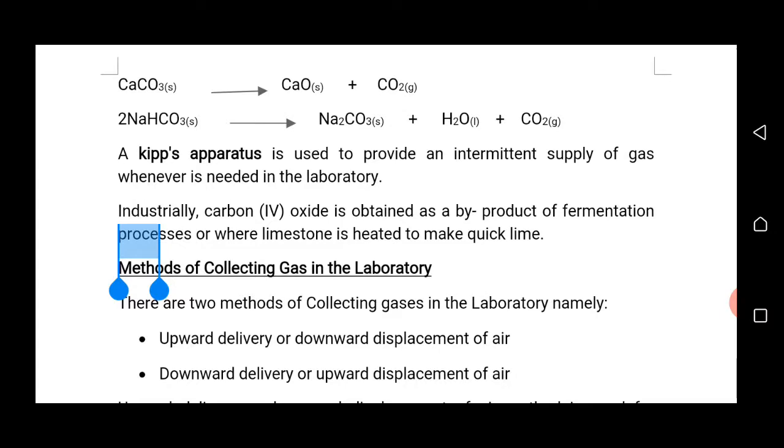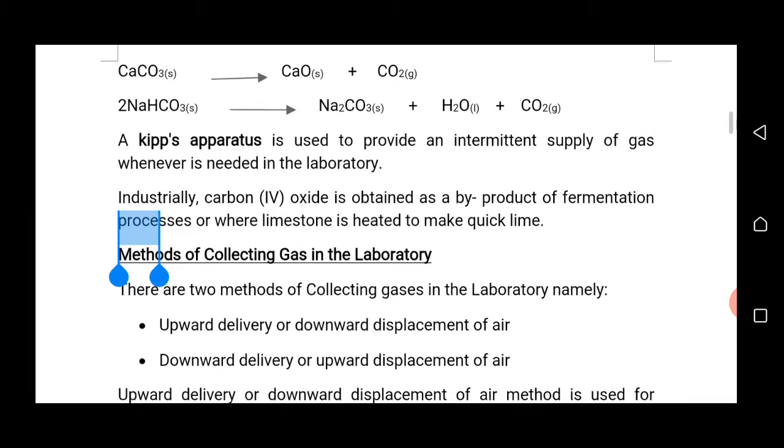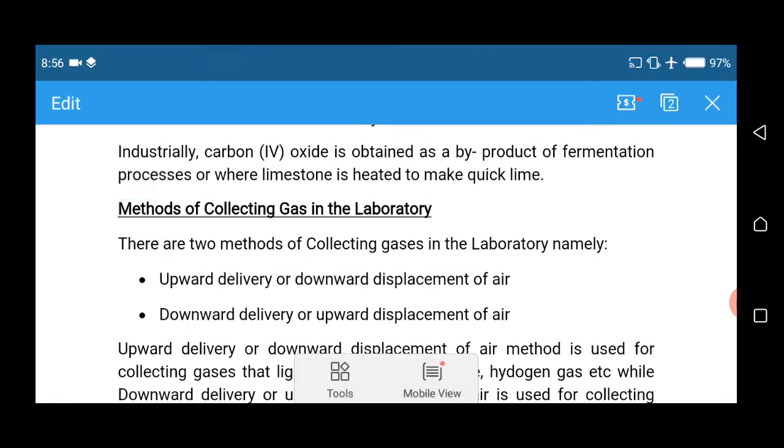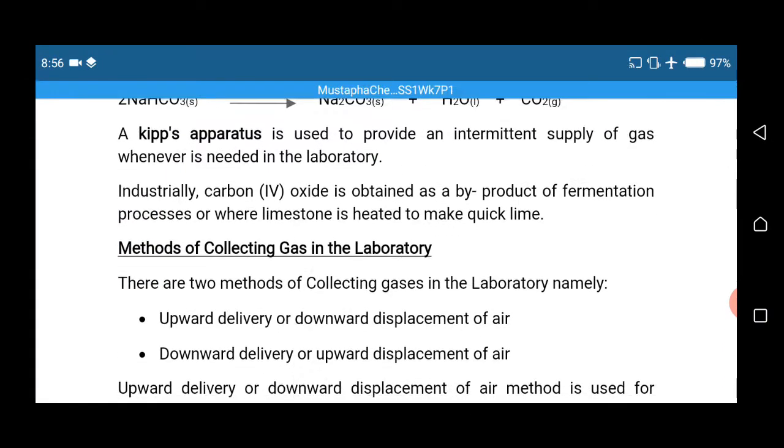A Kipps apparatus is used to provide an intermittent supply of gas when it is needed in the laboratory. So whenever CO2 is needed in the laboratory, Kipps apparatus is used to provide it. Kipps apparatus itself is used to provide an intermittent supply of any gas whenever it is needed. So that is the use of Kipps apparatus.